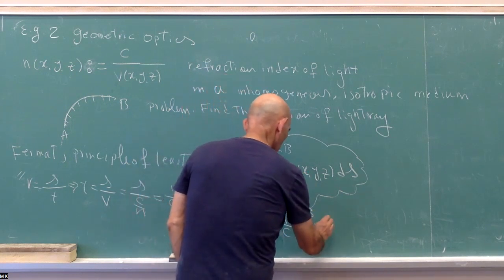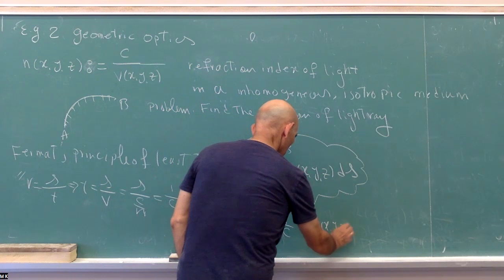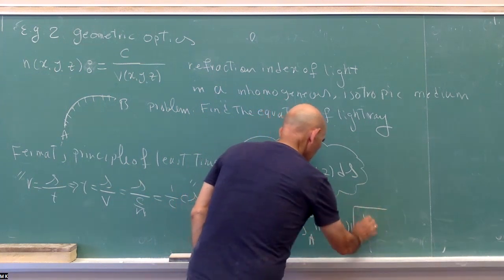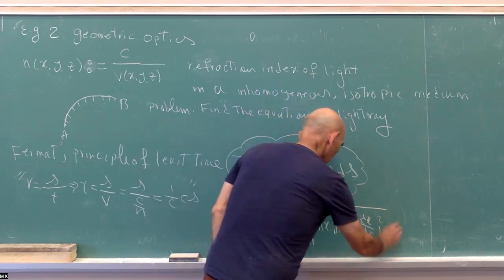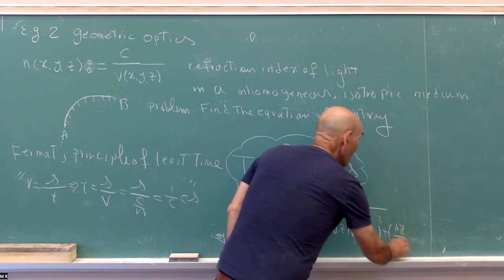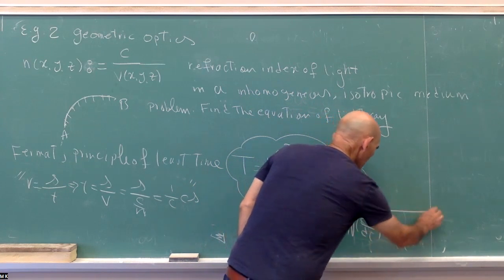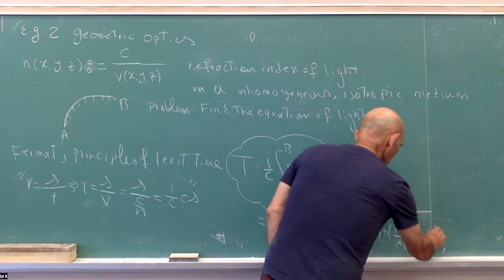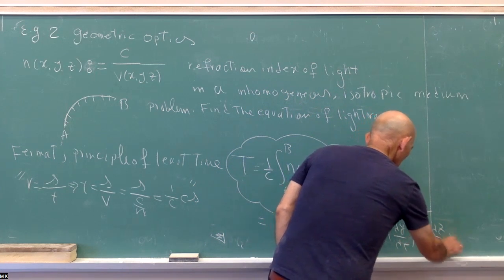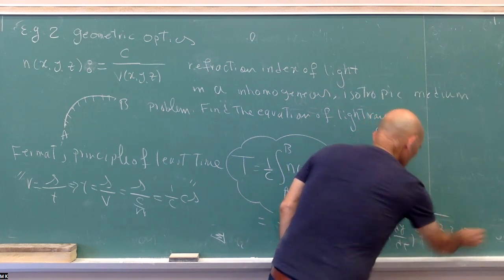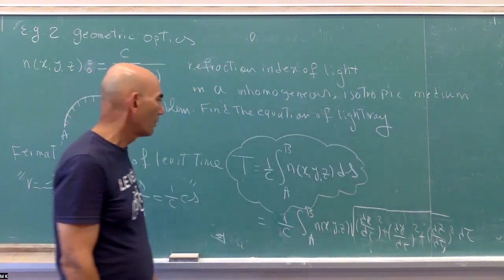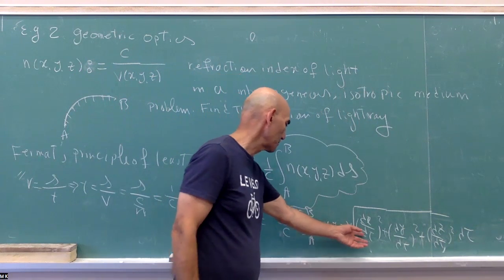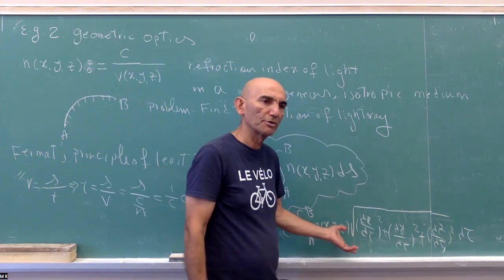n of x, y, z, square root of dx over d tau squared plus dy over d tau squared plus dz over d tau squared, d tau. This is the formula from calculus for the arc length. Okay, this is the expression, and this is our Lagrangian.